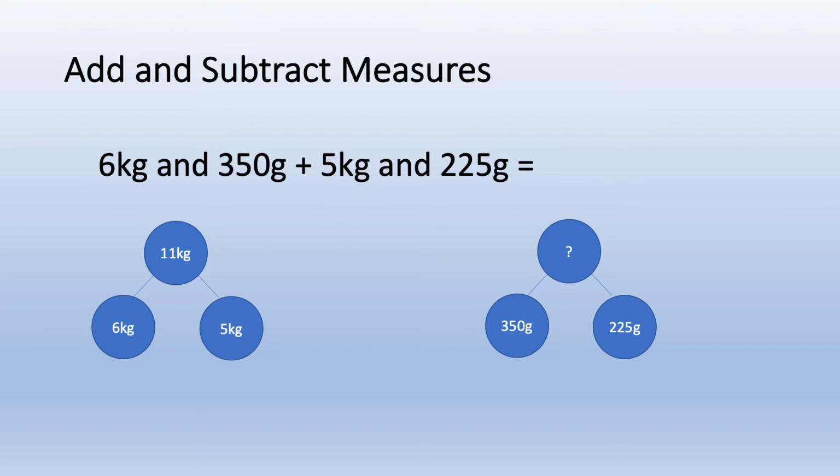We then add the 6 kilograms and 5 kilograms to make 11 kilograms, and then add the 350 grams and 225 grams to make 575 grams. Then we can put the final answer back into the number sentence.